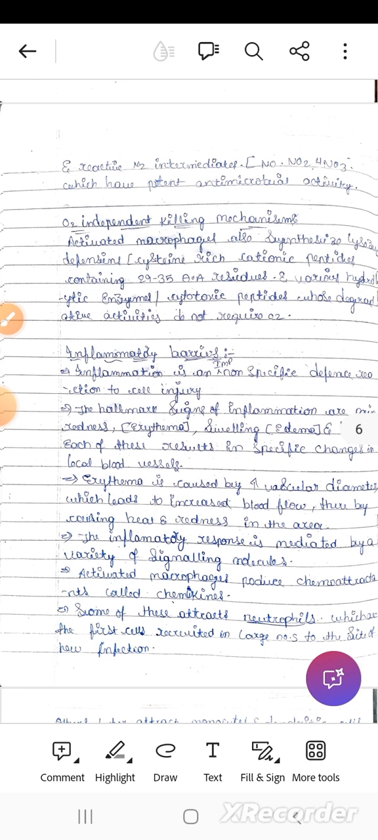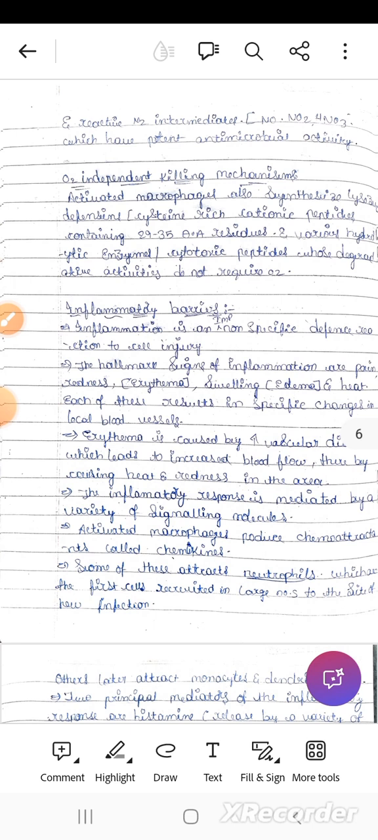Activated macrophages also synthesize lysozyme and defensins. Defensins are cysteine-rich cationic peptides containing 29 to 35 amino acid residues, and various hydrolytic enzymes, cytotoxic peptides whose degradative activities do not require oxygen.